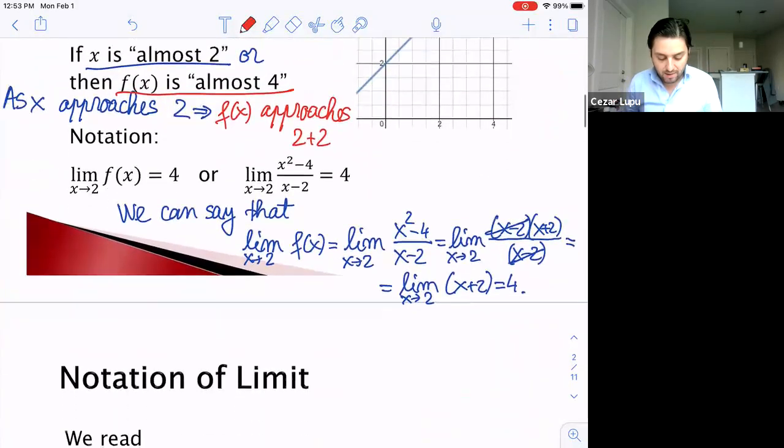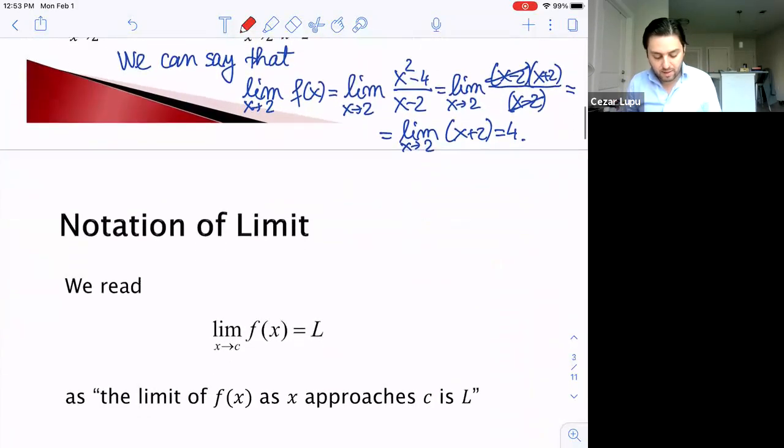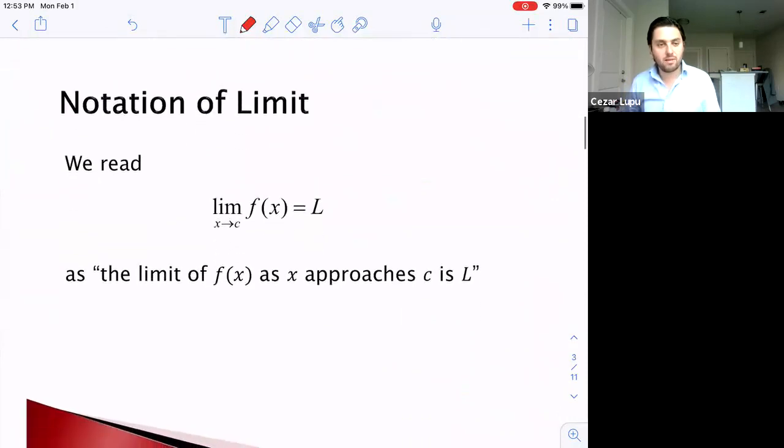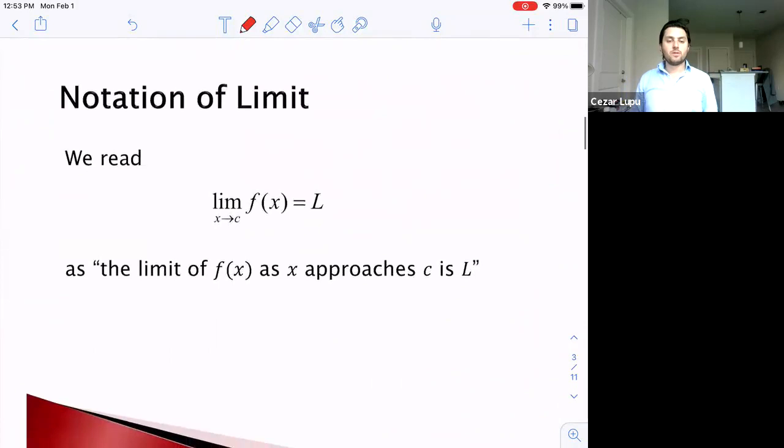And now let me say a few things about what I just said earlier. We're going to read the limit as x approaches this number c of f of x equals L. So keep in mind, this is the limit of f of x as x approaches c is L. So these two are the same.